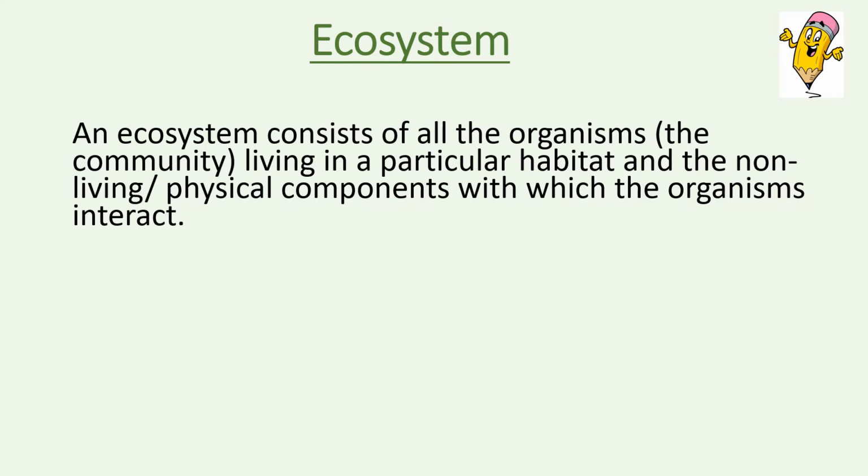The next word you need to know is ecosystem. So try to write down the definition of the word ecosystem and pause the video before I go over the answer. So the answer is that an ecosystem consists of all the organisms, so the community, which we basically said, in a particular habitat and the non-living physical components with which the organism interacts. So basically your ecosystem is equal to your community, which is all your living things, and your habitat, which is all your non-living things. So make sure you learn the definition of ecosystem before you move on.